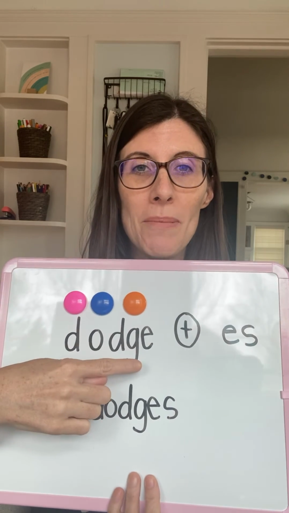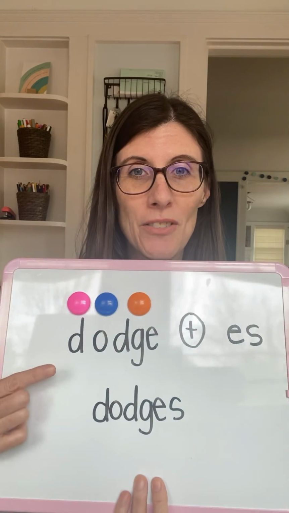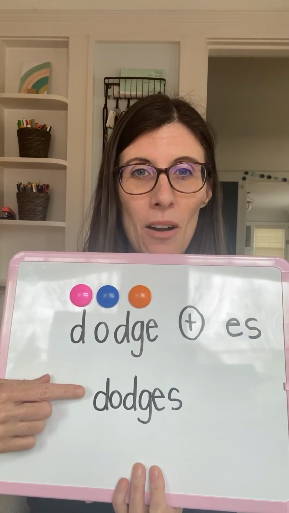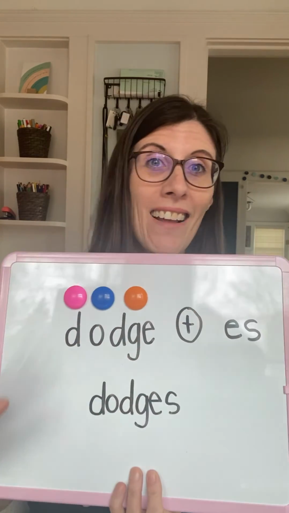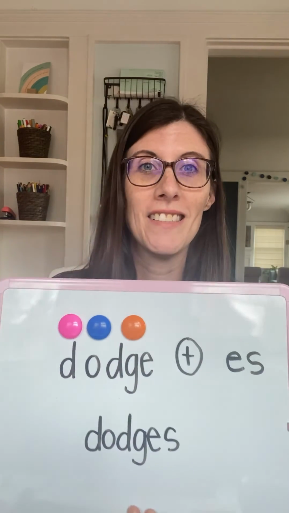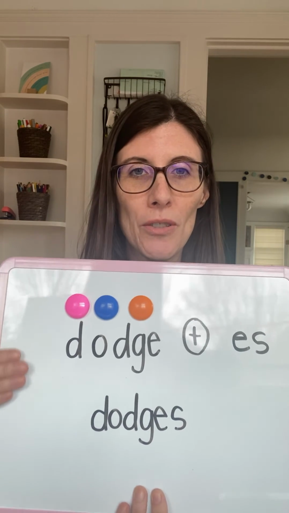So they're going to drop that E because you always drop an E before a vowel suffix. So this is how we get to this. And then we can erase all of it, and then I'll say, rewrite the word dodges, and then they can rewrite it again. But I think in the beginning, it's really helpful to do these steps.